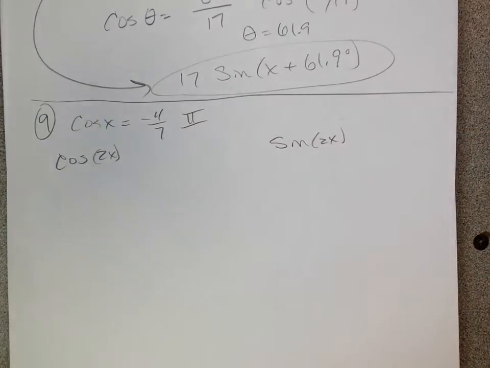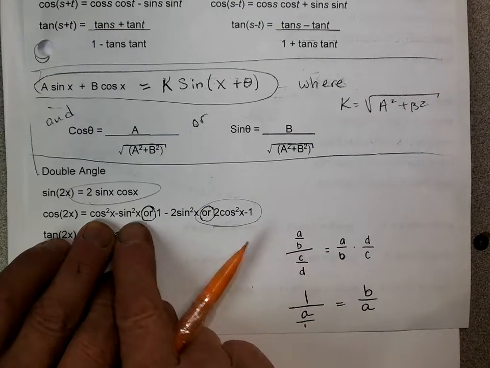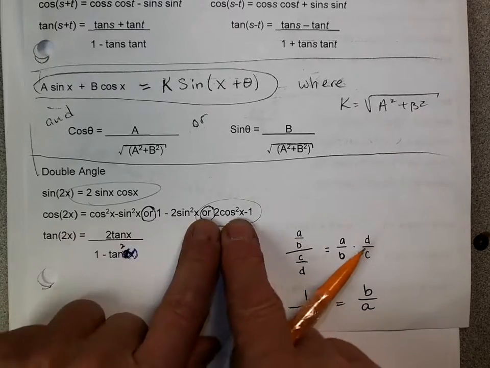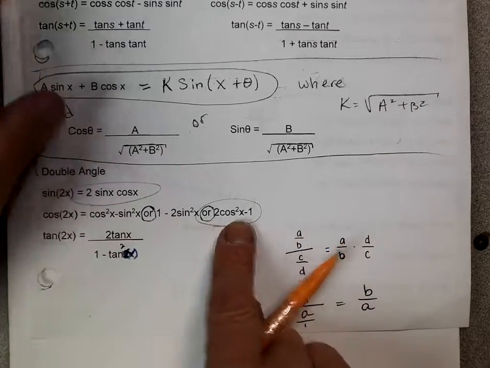For cosine of 2x, we really have three choices. You could use the first one, the second one, or the third one. I'm just going to use the third one because it's already in terms of cosine. So I'm going to use the third one.